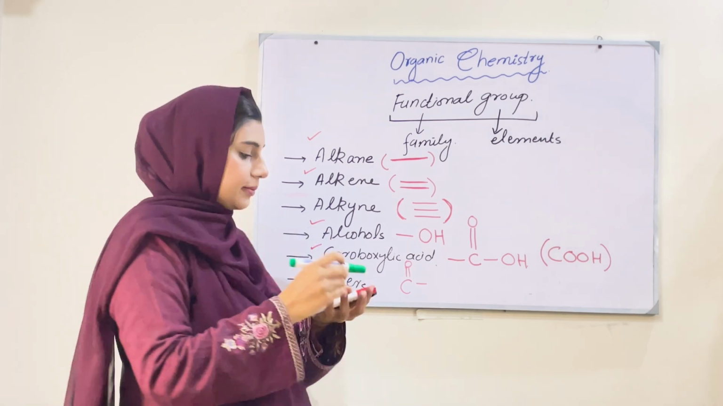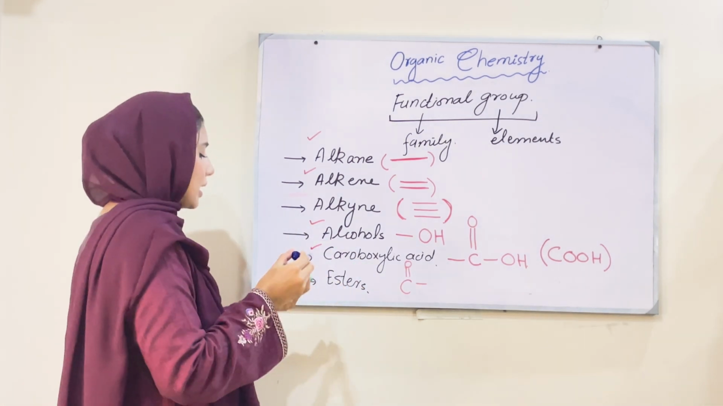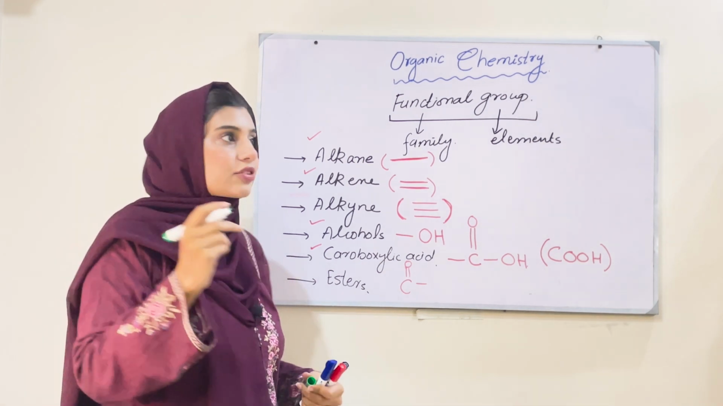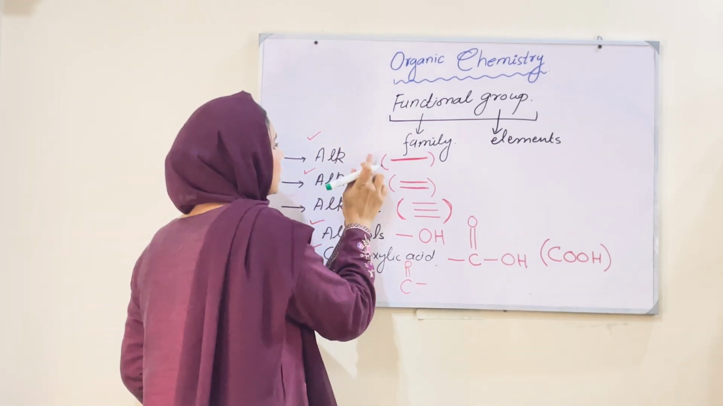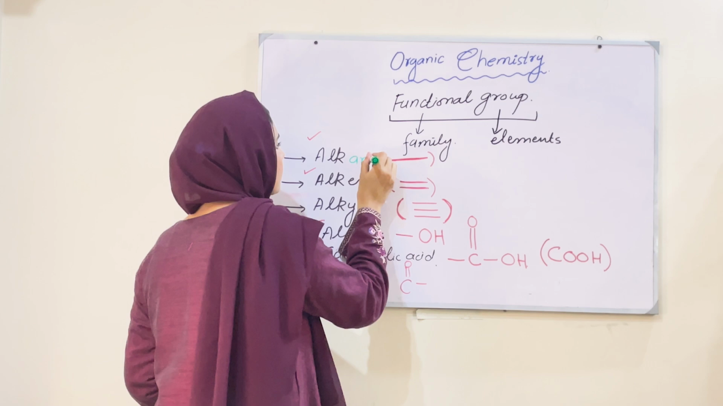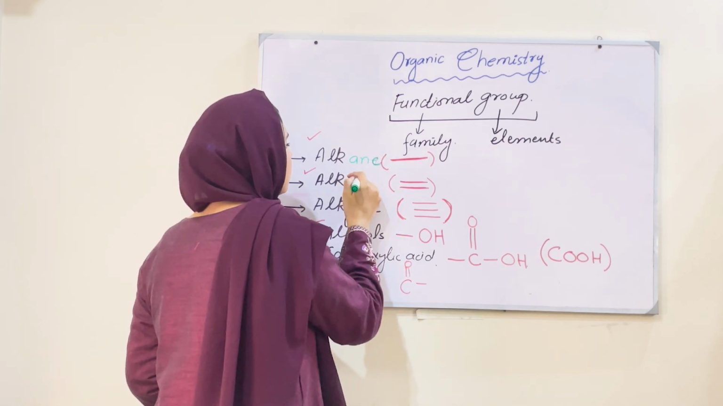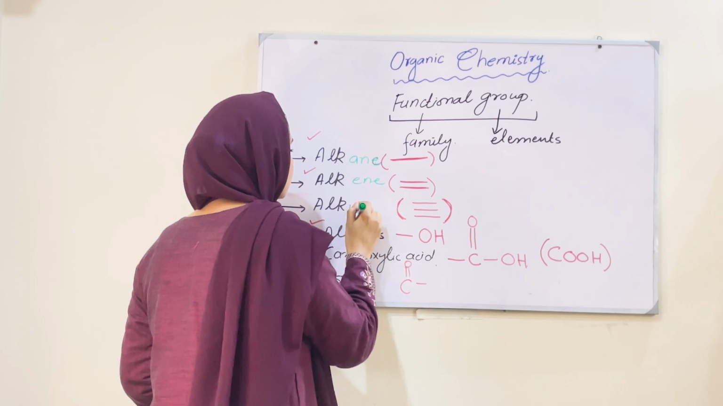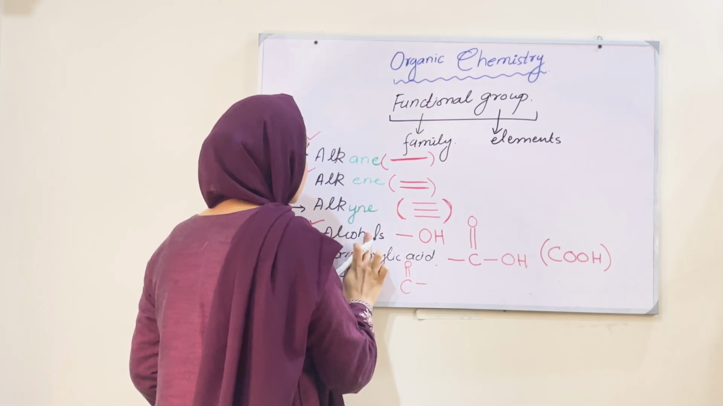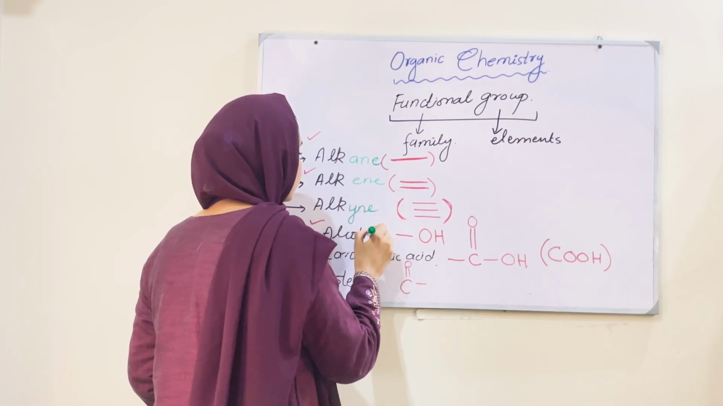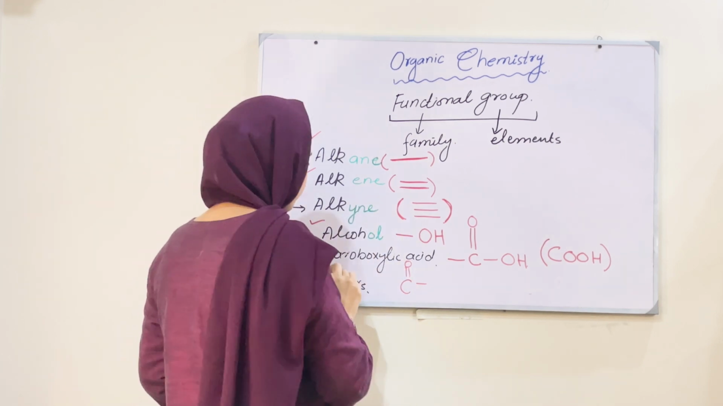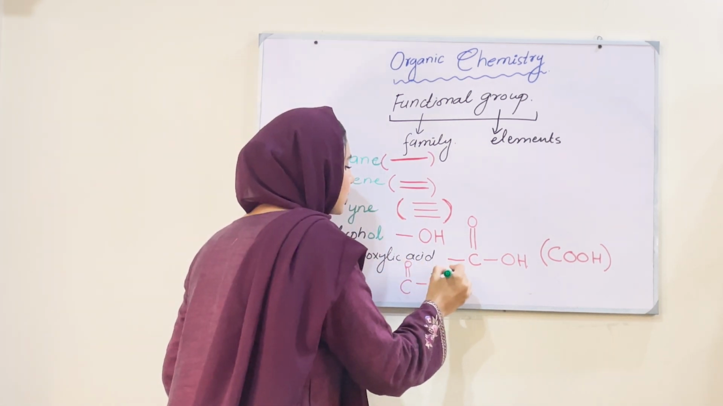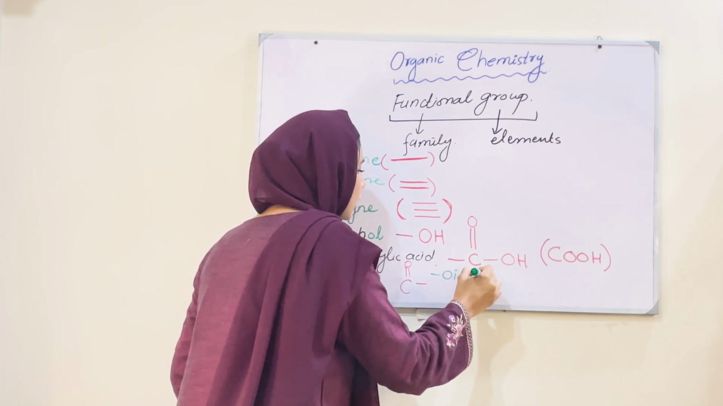after knowing these, now I am going to write these names with another marker so that it will be clear to you about the suffix that I told you. This ane, this ene, this yne, and then ol, and then for carboxylic acid we have the suffix oic acid.